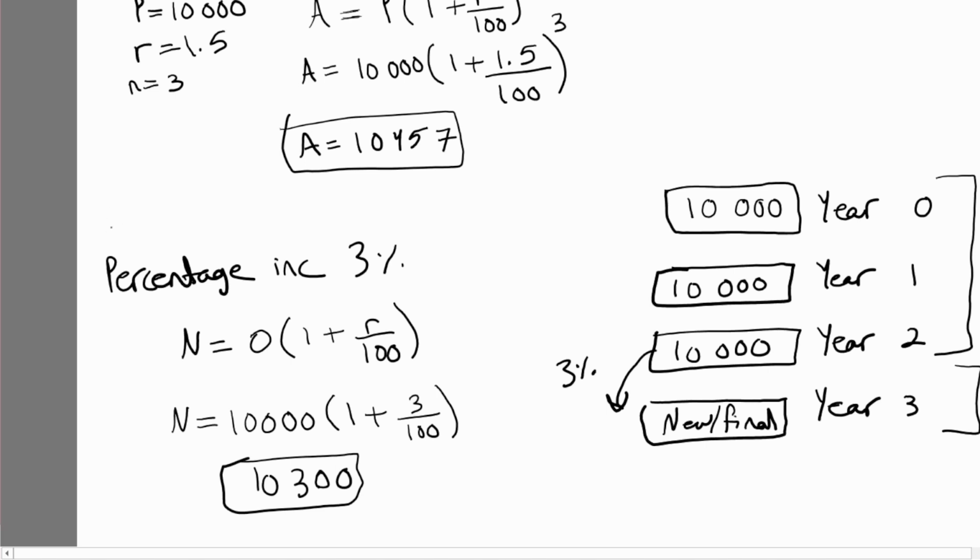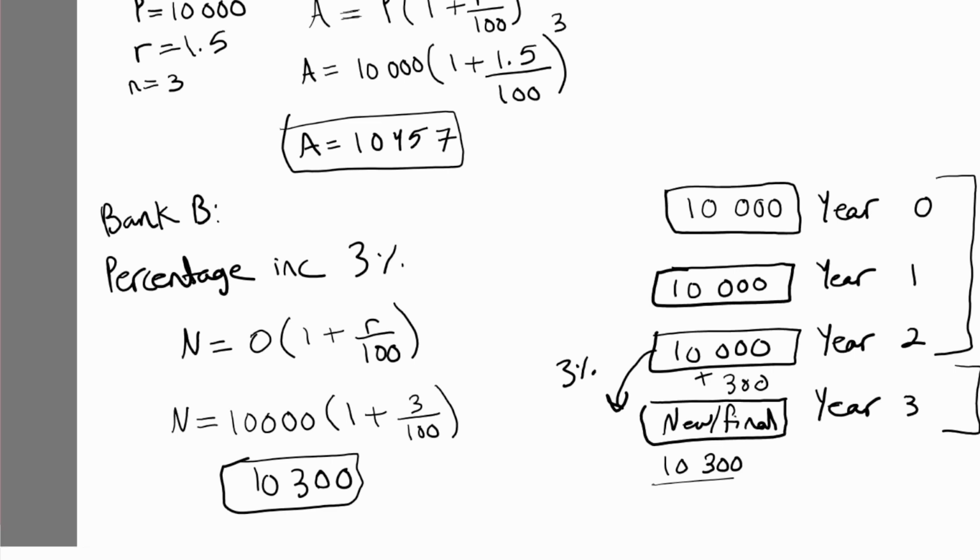This is in Bank B. And by the way, you don't need to do this whole process. If you just find what 3% of 10,000 is, it's 300. So all you have to do is add 10,000 plus 300, which gives you 10,300. This is an equally valid method, but some students feel more confident or safe using a rule where you can just plug in the numbers. So this is the rule right there.